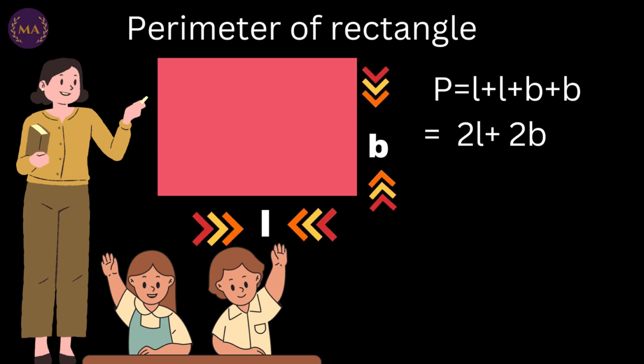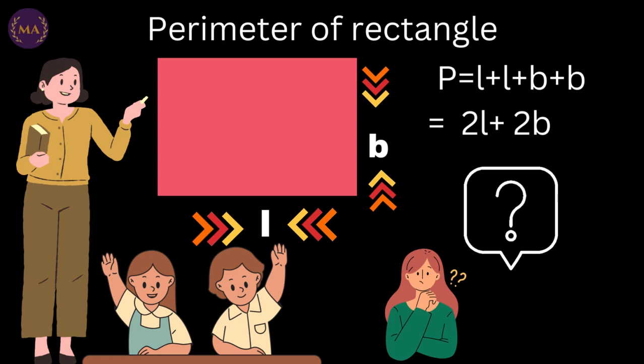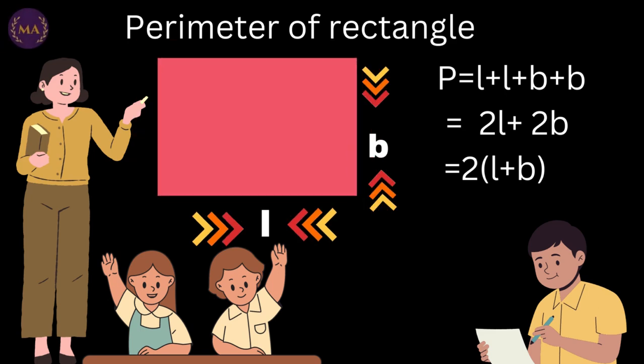Very good. That is the correct answer. Still, can you simplify this? Can we simplify this more, like by taking 2 common? Just think and tell me, can you do more simplification on this? Yeah, if we take 2 common, then it will be 2 in bracket L plus B. Ma'am, this is the formula that we have seen in the starting of the class. Yes, that's what I told you.